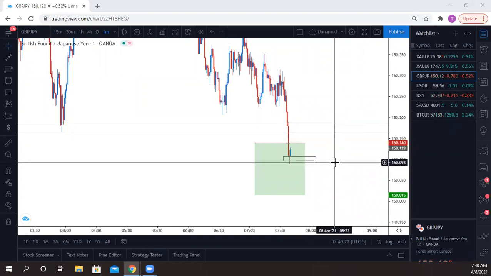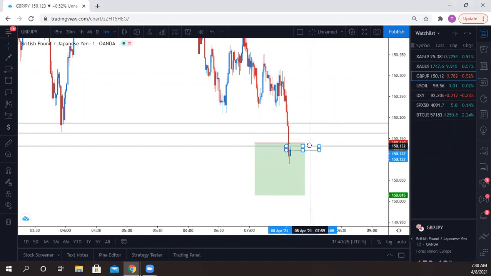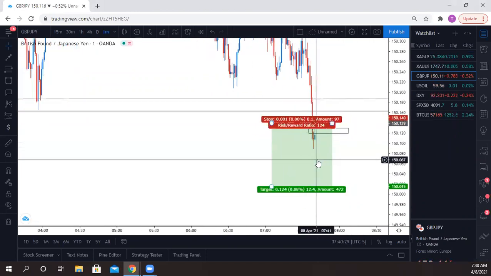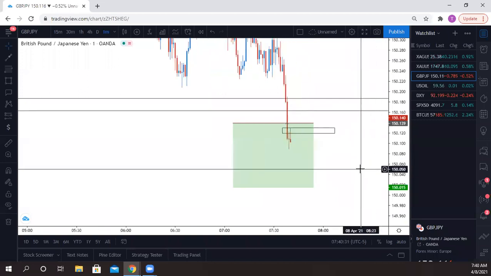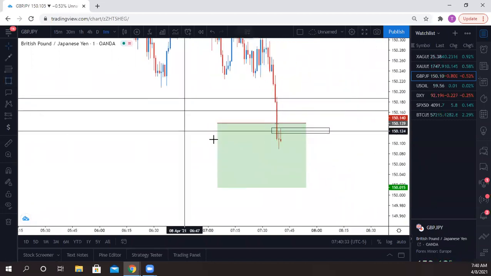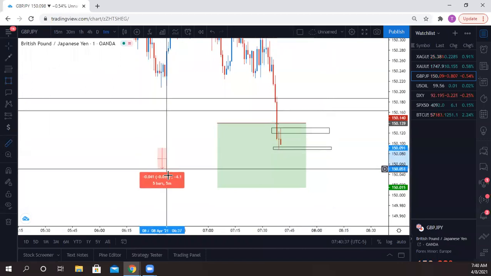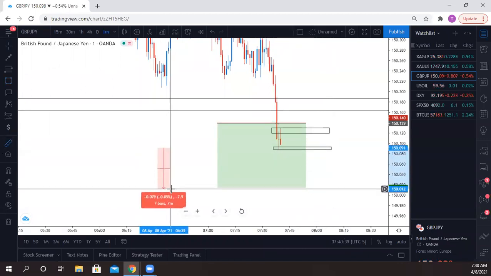Hopefully it doesn't come up and hit me at break even. I want this thing just to continue to drop from here. So I think when we break this 1 minute low here, we're going to get a nice impulse that drops this down to my first target.